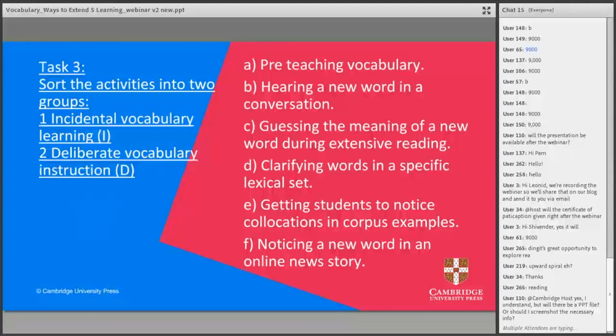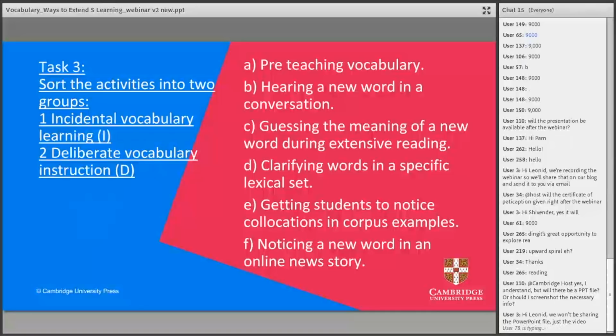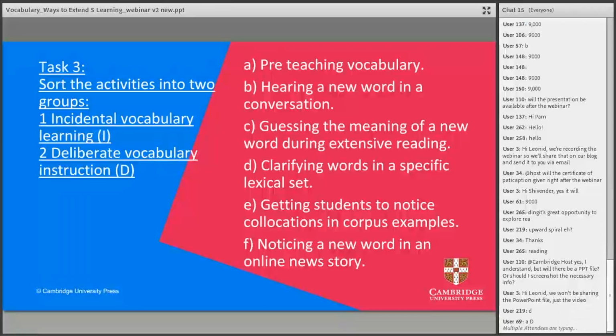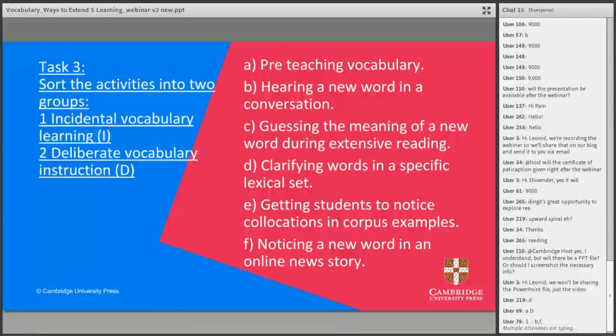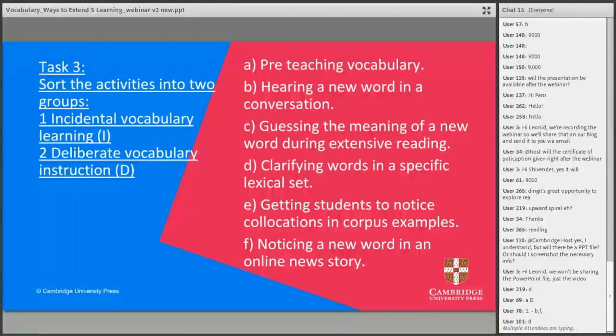So I've listed A to F. I've described 6 different activities, and I'd like you to decide whether each activity involves incidental vocabulary learning, where it's not planned, or whether it is deliberate vocabulary learning of some kind. So, for example, number A, pre-teaching vocabulary. This is where the teacher chooses to pre-teach some words before doing maybe a reading or a listening text. I would see that as deliberate vocabulary instruction.